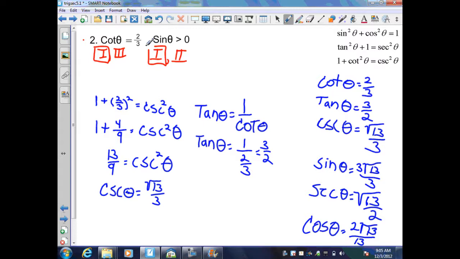So the way I started was I'm going to use 1 plus cotangent squared theta equals cosecant squared theta. In other words, the Pythagorean identity. I substitute in, and when I do, I solve for cosecant, and I get the square root of 13 over 3. I also know that tangent theta equals 1 over cotangent theta. That's our reciprocal identity. And when I simplify that, I get tangent equal to 3/2. So I have a given cotangent theta is 2/3. Tangent theta is 3/2. I determined cosecant theta to be the square root of 13 over 3.